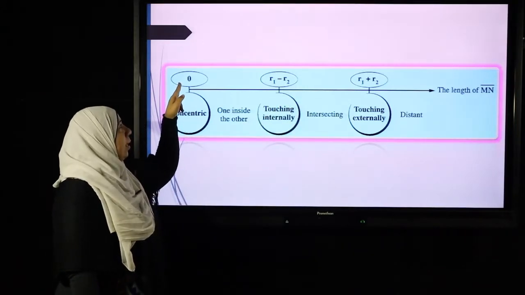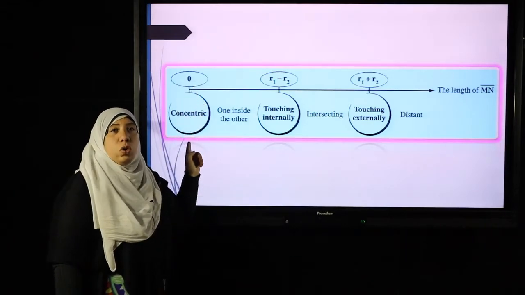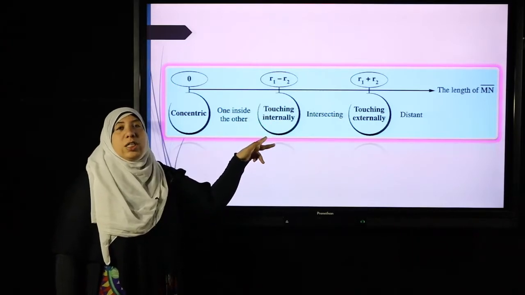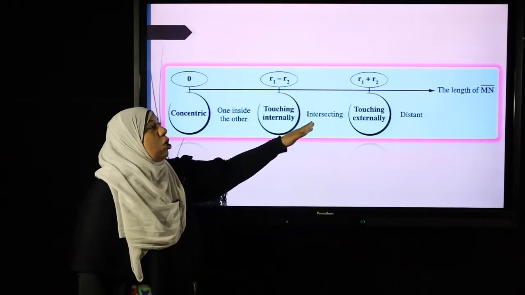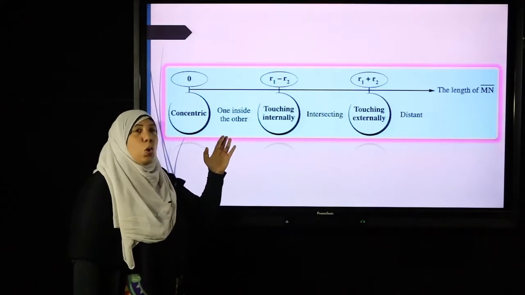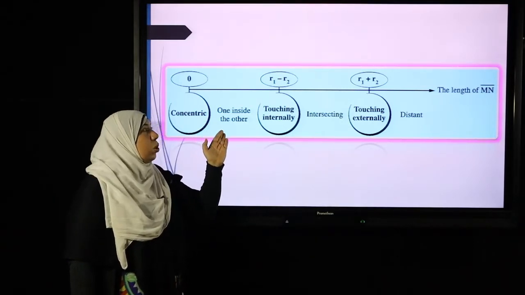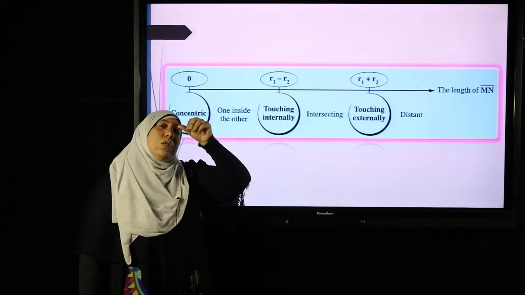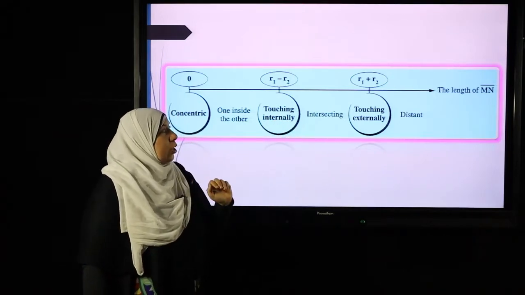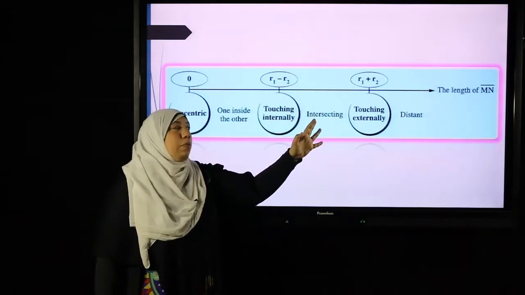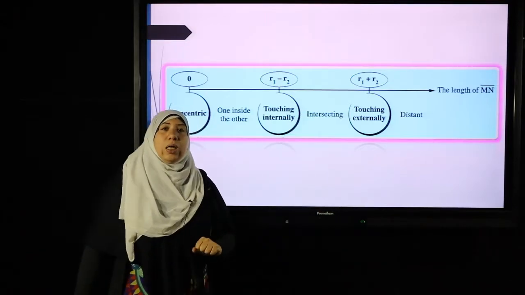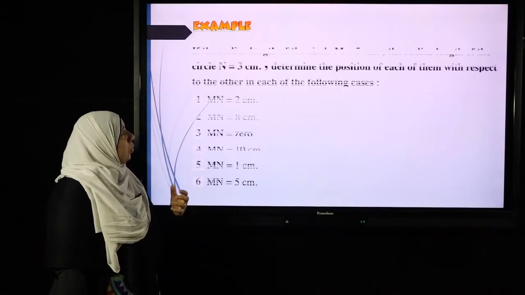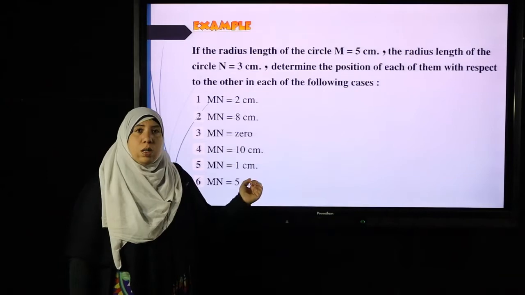If MN equals 0, they are two concentric circles. If MN equals the difference exactly, they are touching internally. If equal to the sum, they are touching externally. Any number smaller than R1 minus R2 means one is inside the other. Any number greater than R1 plus R2 means two distant circles. Any number between the difference and the sum means intersecting circles. And we will show it in the example. You will understand more in this example.